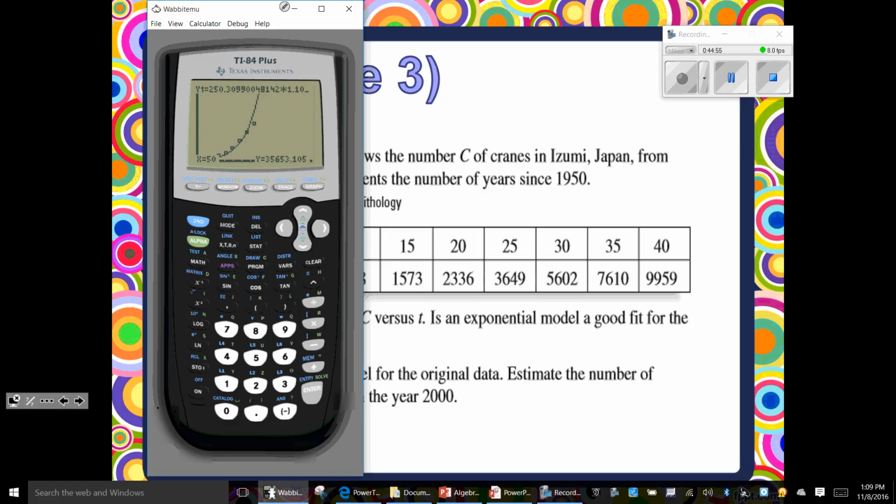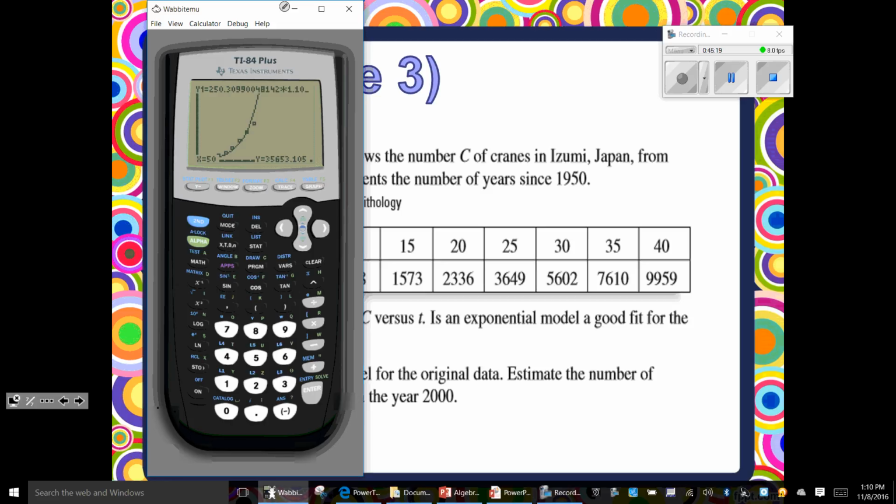Invalid dimensions. Sometimes that means that you got too many in this column and not enough in this column. You have to have the exact same amount in your X's, in your list 1, that you do in your list 2. So if you forgot one, it's going to be your others. I'll have to come look at it and see if there's something wrong with it.